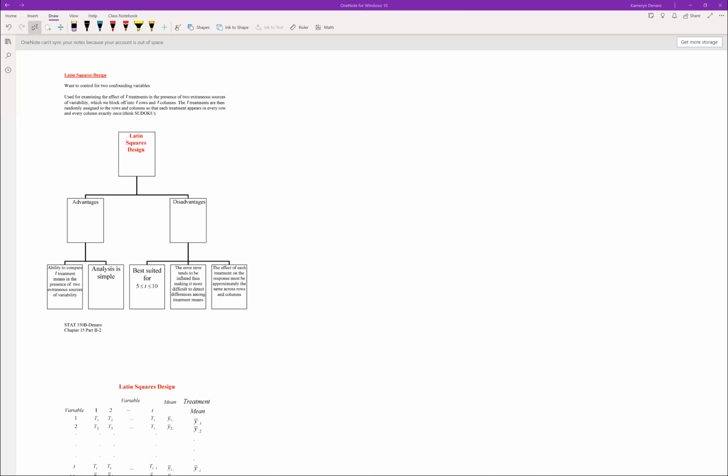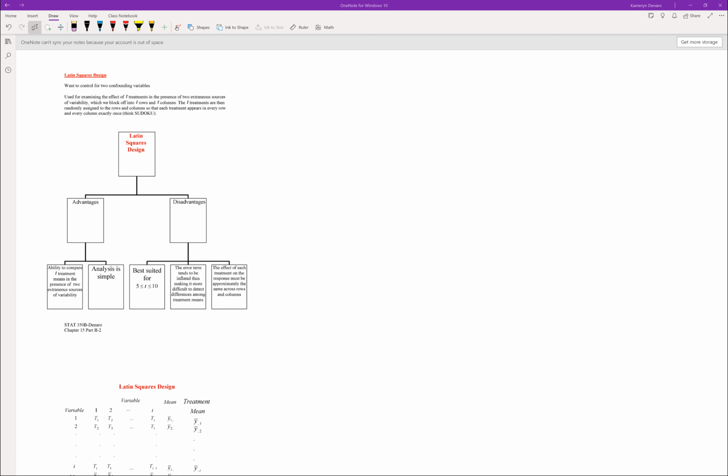Okay, so essentially this looks similar to a Sudoku puzzle, right? Where the rows and the columns all have to have the t treatments. So we have t rows and t columns, and the t treatments are randomly assigned such that each treatment appears in every row and every column exactly once.